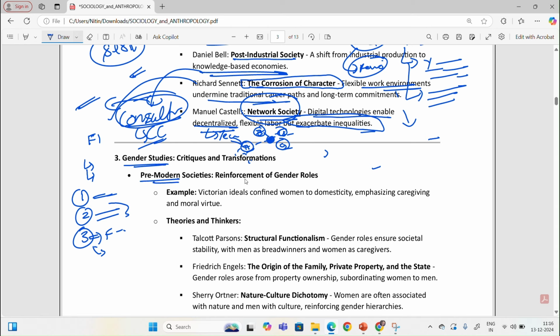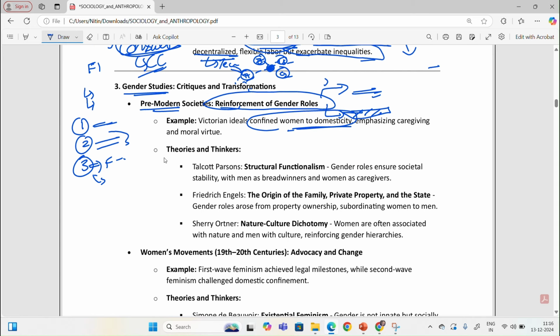So first, pre-modern societies: reinforcement of gender roles, that man has to be the winner and the woman has to stay at home, confined to domesticity and responsible for all the domestic work. There were theories which used to justify this. For example, structural functionalism theory, that certain structures of the society are essential for the stability of the society. Otherwise, the society will collapse. For example, many people even today say that if the woman also starts earning very much and man also starts earning very much, they both have divergent goals, often leading to divorce. Things like that to justify the initial ideas.